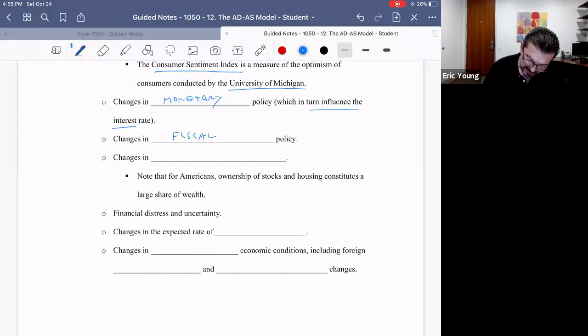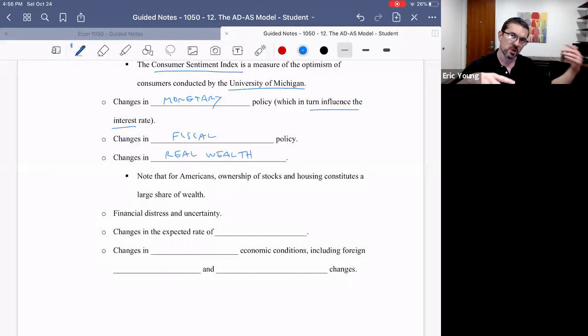Another thing that can shift the AD curve are changes in real wealth. Note, when we say wealth, we're not talking about income. Wealth and income are separate. Income refers to how much you make in salary or other money in a given year, but wealth refers to the overall size of what you're worth. You can think of it that as your income grows, that will contribute to your wealth. So they're related, but they are in a subtle way distinct. So don't get them confused.